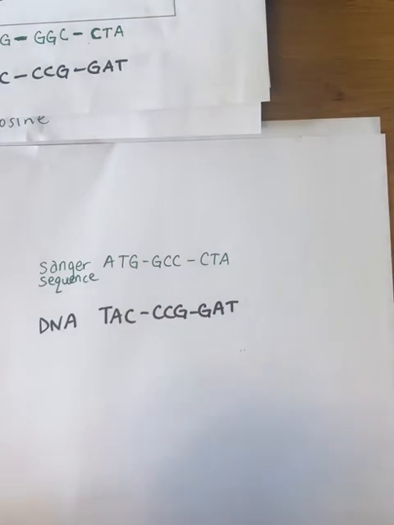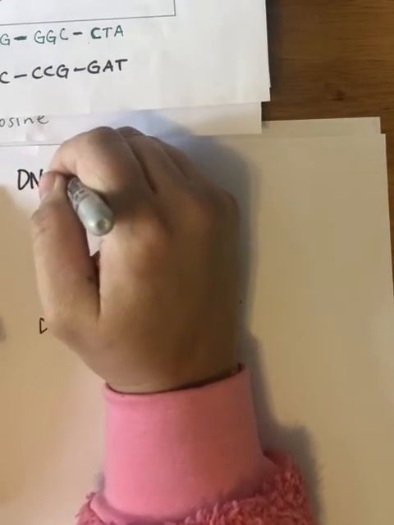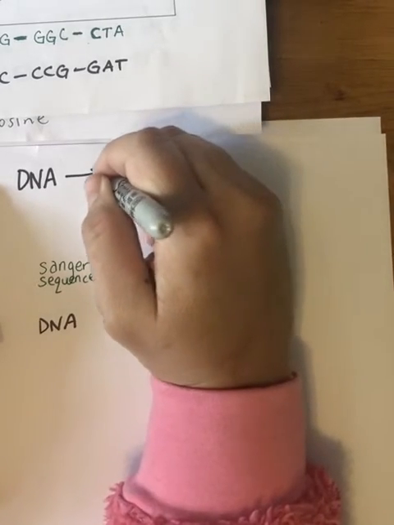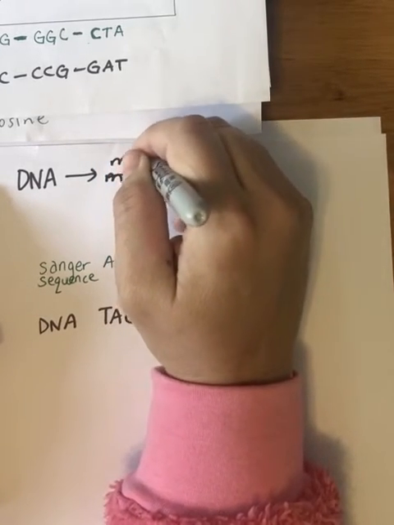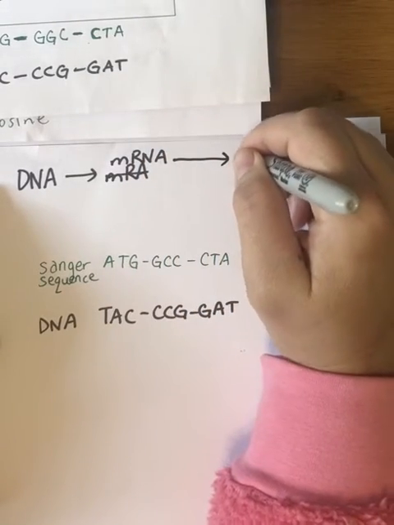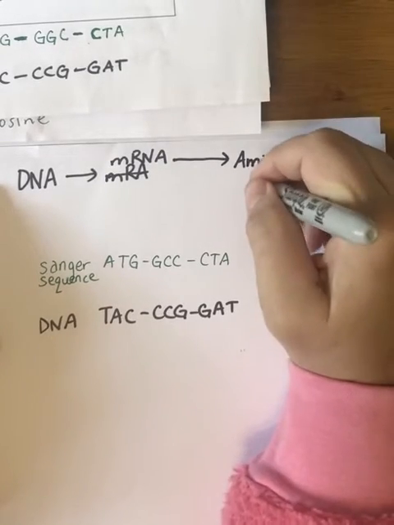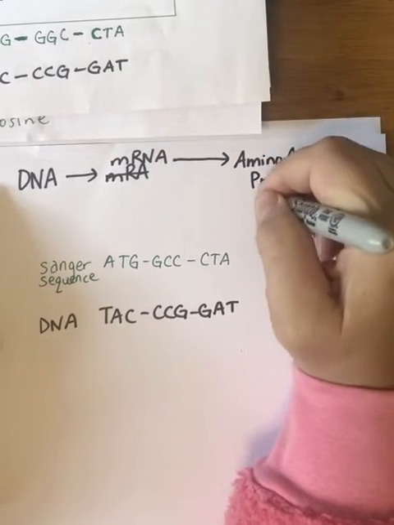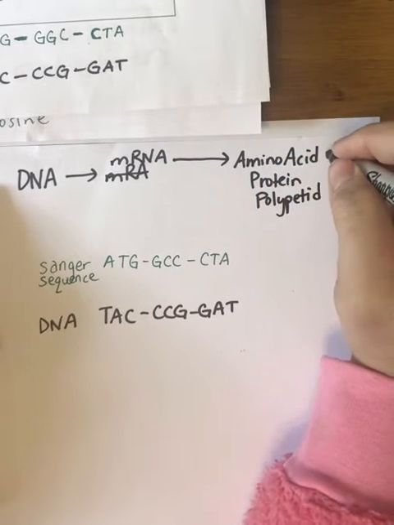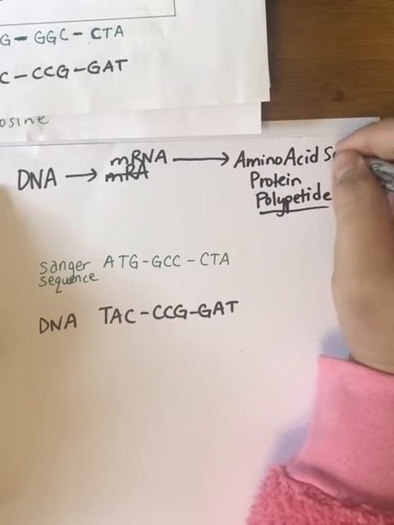So the central dogma is when you go from DNA to mRNA, that is called transcription. And then when you use mRNA, you can figure out your amino acid chains, which is going to basically be a protein, which is called a polypeptide, which is amino acids held together to basically make your protein. So your amino acid sequence.